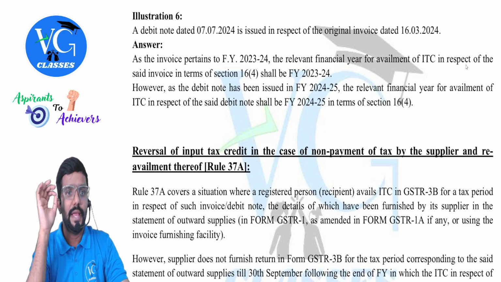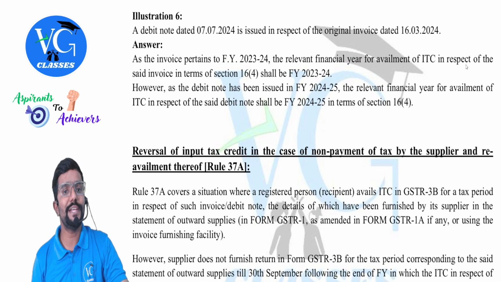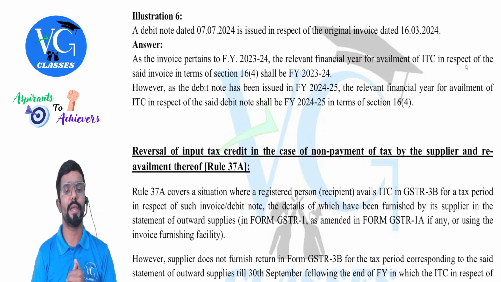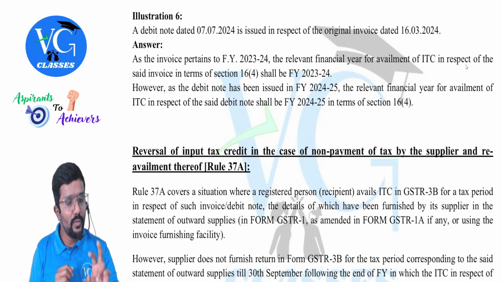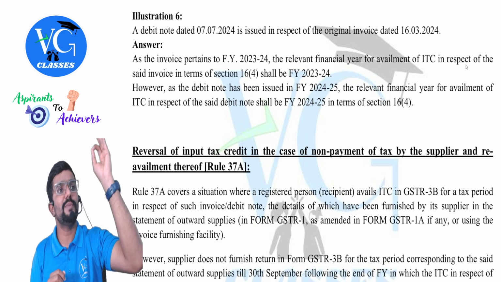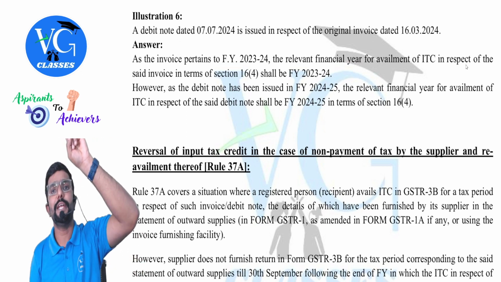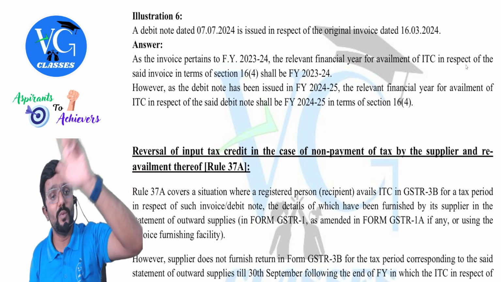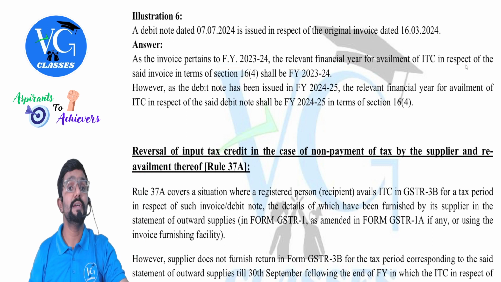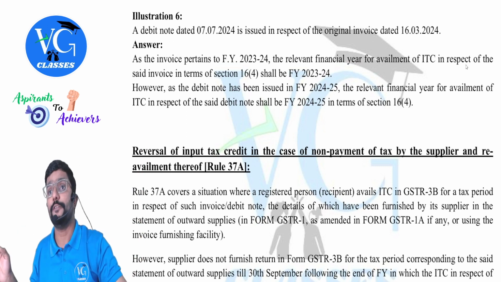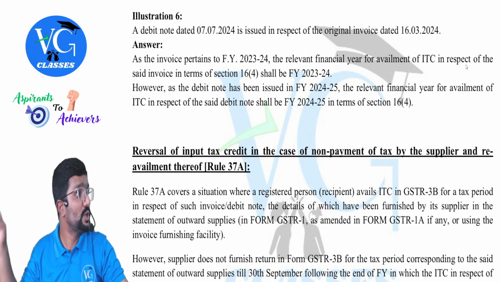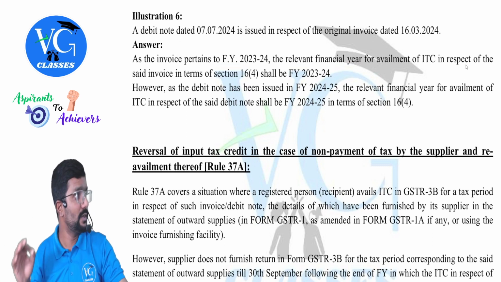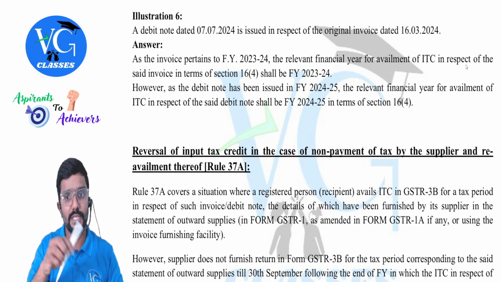Illustration 6. A debit note dated 7th July 2024 is issued in respect of original invoice dated 16th March 2024. Okay, guys, simple. Please listen. Invoice was issued on what day? 16th March 2024, relating to financial year 23-24. With respect to this invoice, debit note is issued on what day? 7th July 2024. Which year? 24-25. Please listen now.